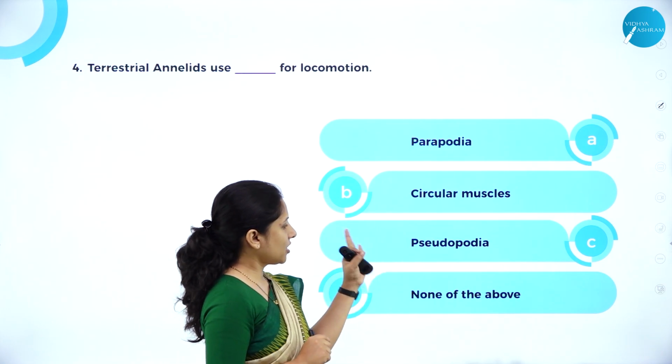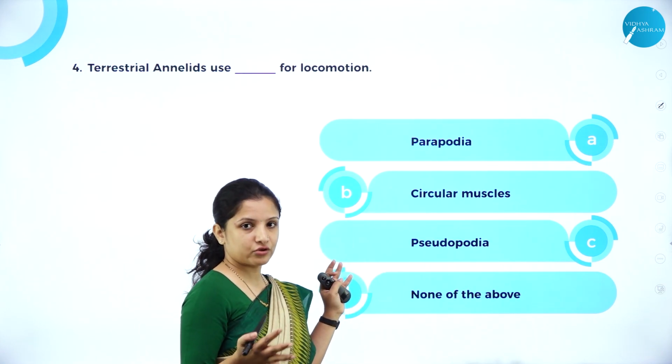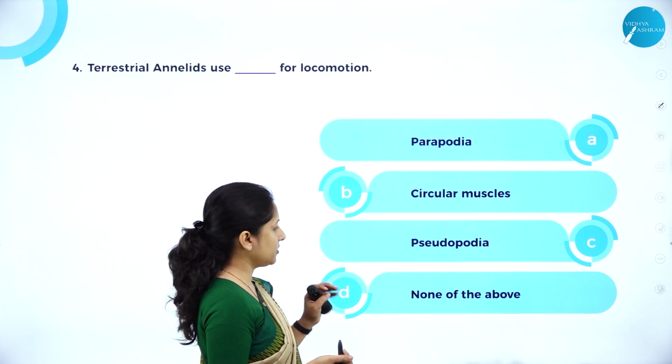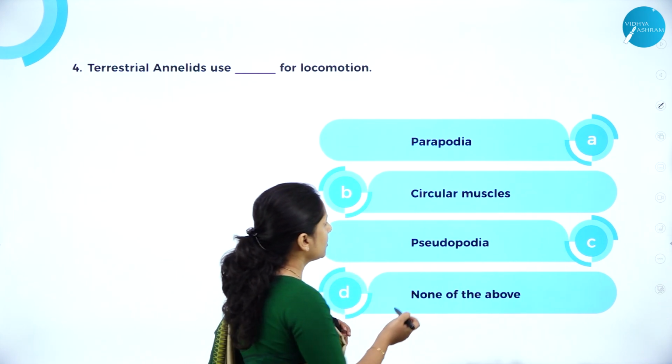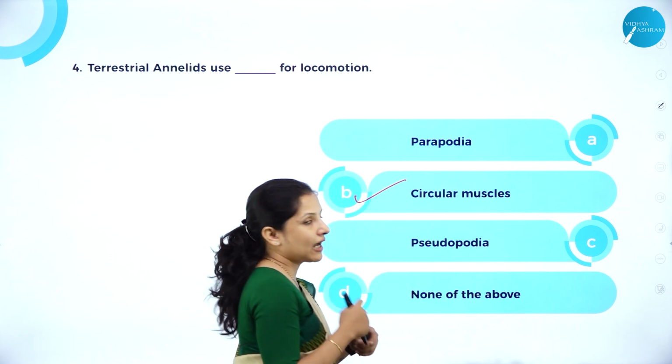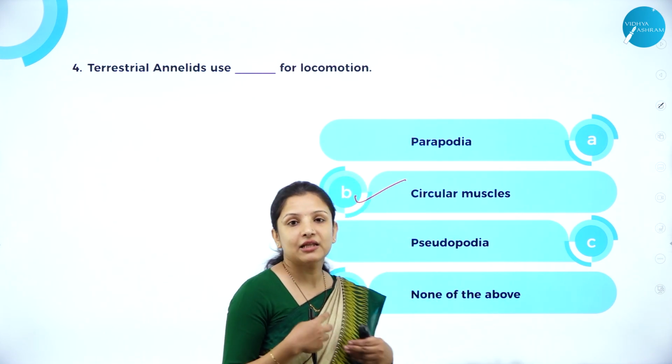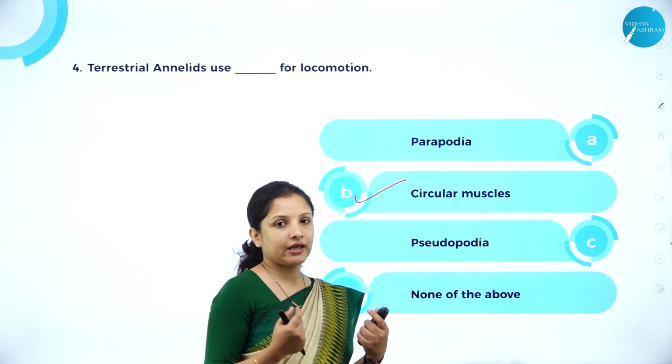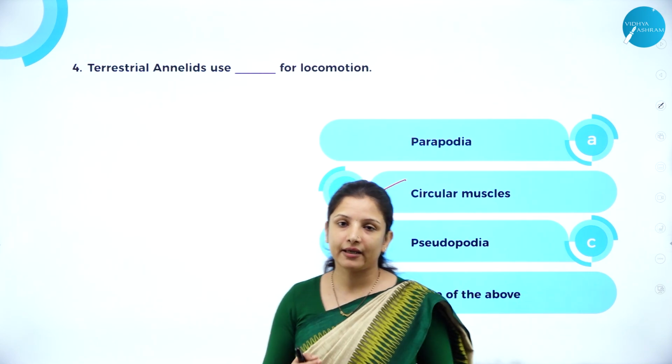So is it pseudopodia? Not again pseudopodia, because I told you that is the false feet present in amoeba. None of the above? No, that's also wrong. So it is circular muscles. They have circular as well as longitudinal muscles, which actually help in the movement of terrestrial annelids.